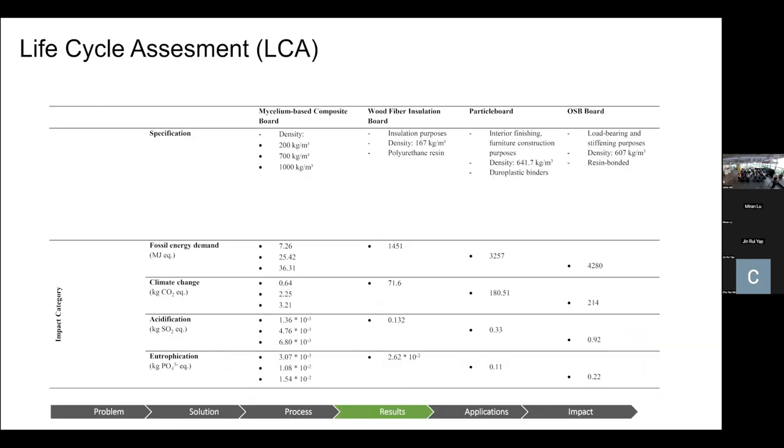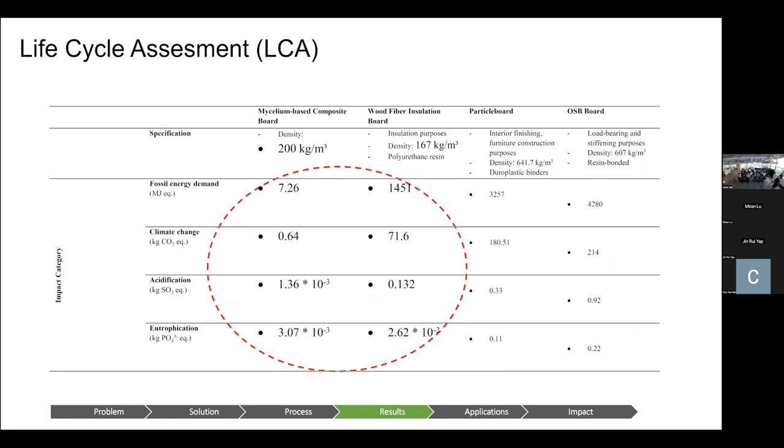We have done one study to compare the life cycle of mycelium material produced in the lab. Because we don't have a larger scale production, we only focus on the lab, and we compare it with biologically based insulation materials and also particle board and OSB boards. We have done the study for a range of densities, from lightweight to dense.